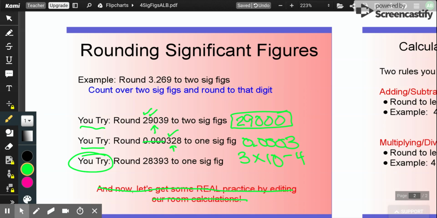All right, this one to 1 sig fig. 1 sig fig here is going to be rounded up because of the 8. 3, 0, 0, 0, 0. Ta-da!